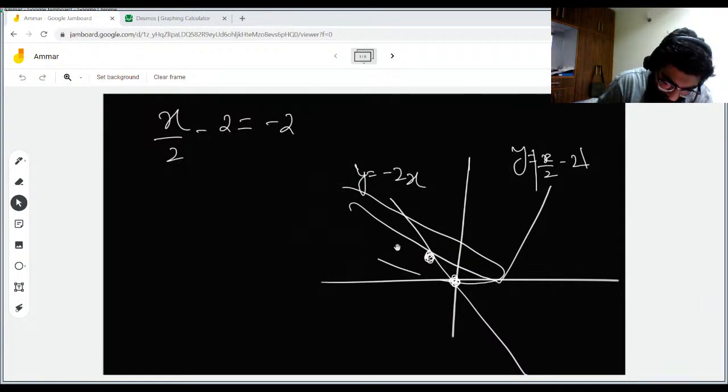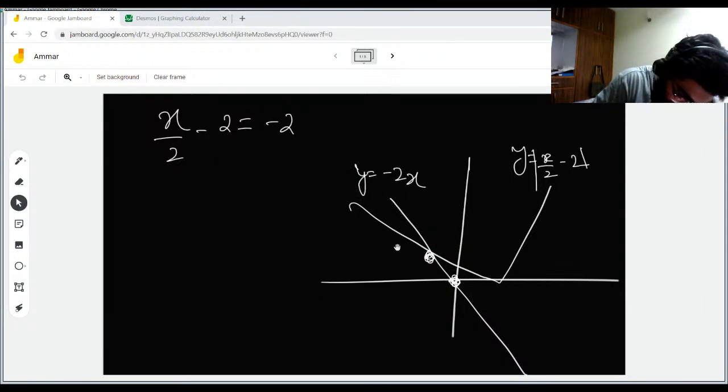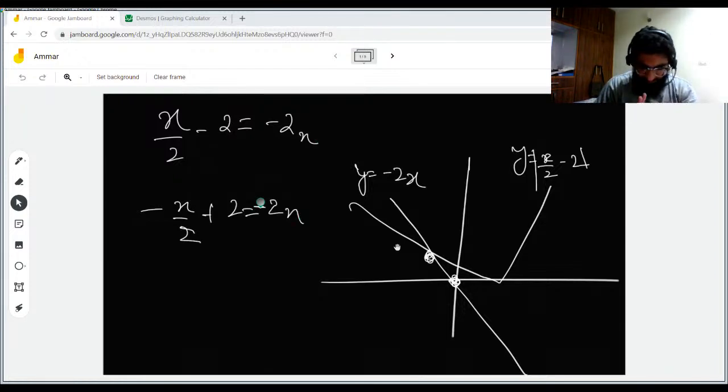So I have to take it minus x by 2 plus 2 is equal to minus 2x. Okay, this is the one that we solved, right? Yes. Let's look at the wrong solution.